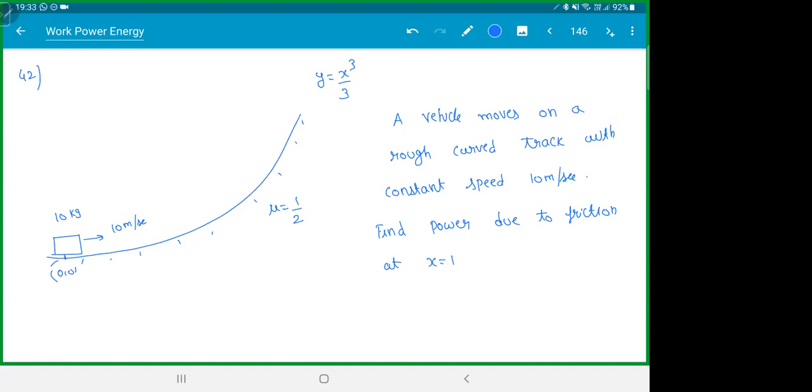How do we do this? If acceleration is 0, the total power is 0. But the question is, I didn't ask you total power, right? I said find the power due to friction only. If the question was find the total power on the block, it is 0, because acceleration is 0, total force is 0, then total power is 0. But only due to friction, it is not. Try, everyone.